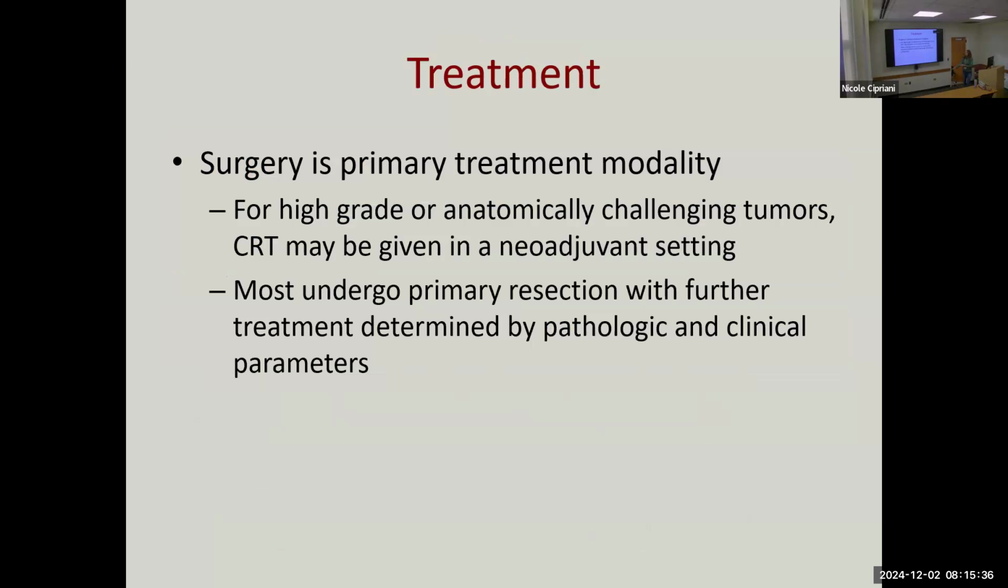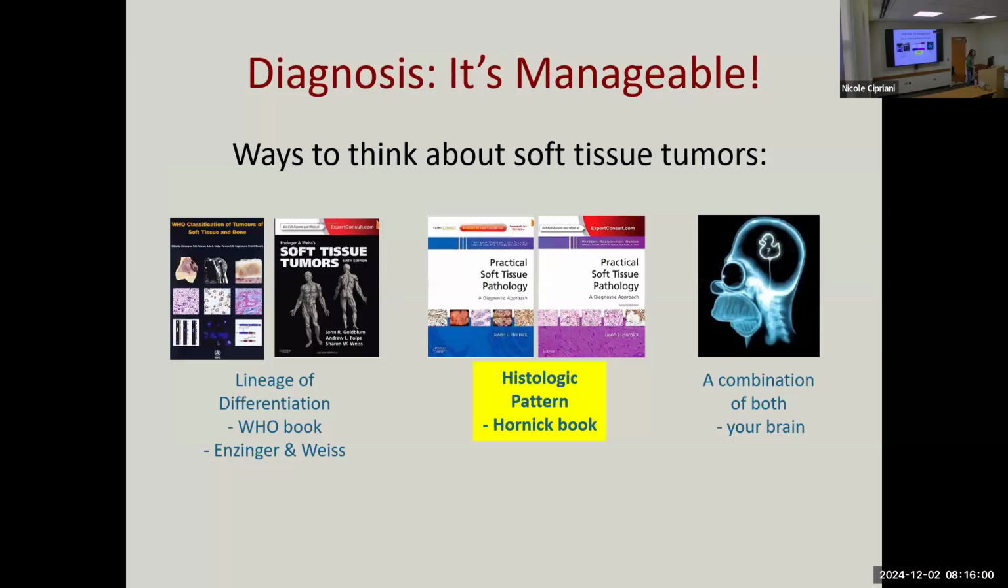Like I said earlier, surgery is primary therapy for mesenchymal tumors. If these are high grade or in an anatomically challenging site, they may get chemoradiotherapy prior to surgery. Many just undergo primary resection, and then additional adjuvant chemoradiation is determined by what we say, right? Margin status, grade, all that good stuff.